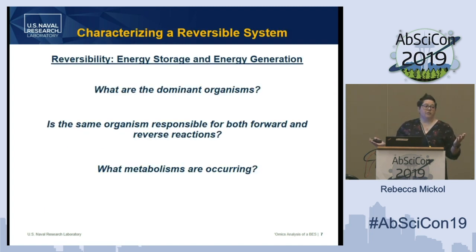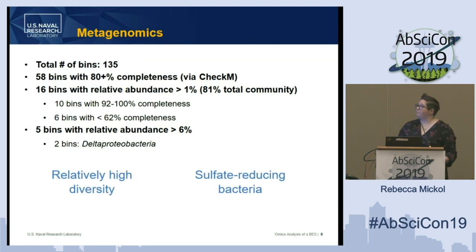So what we wanted to figure out is, who's there and what are they doing? We initially inoculated from a river sediment, and so it's just a bacterial community that's been enriched for this reversibility. So we first did a metagenomics analysis. We retrieved initially 135 bins, which could be potentially 135 different organisms.